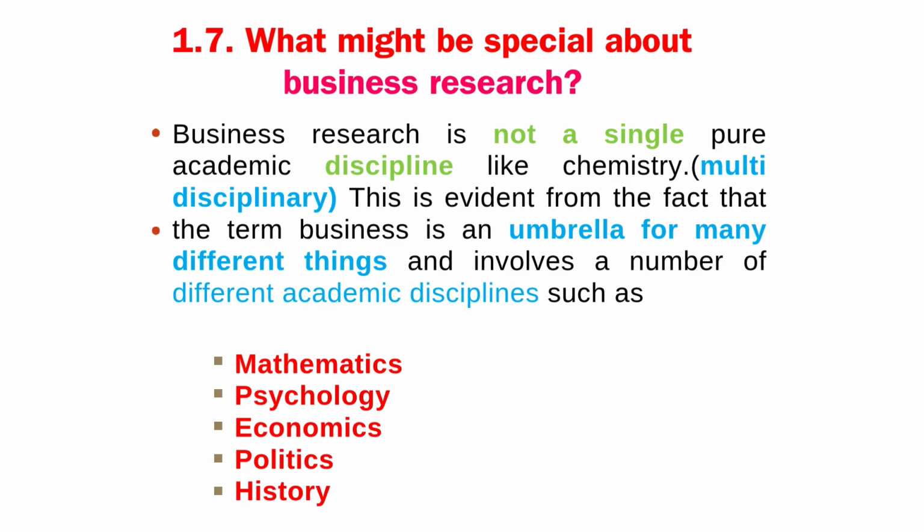Business research is not a single pure academic discipline like chemistry; it is multidisciplinary. This is evident from the fact that the term business is an umbrella for many different things and involves a number of different academic disciplines such as mathematics, psychology, economics, politics, history. What might be special about business research?